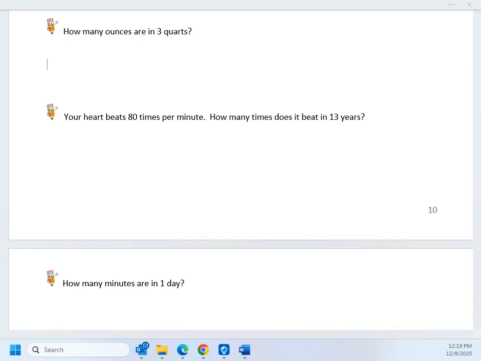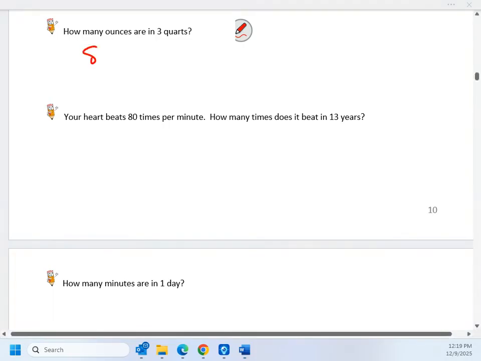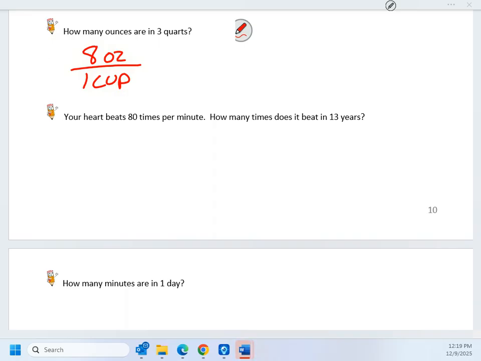Bolton. You could do 3 divided by 100. Nope. What am I going to start with? What is the very first thing I should write? Laurel? 8 ounces in a cup. 8 ounces in 1 cup. Because we are going to have to go from ounces all the way up to quarts. So we're starting with that very first one we know. 8 ounces in 1 cup.